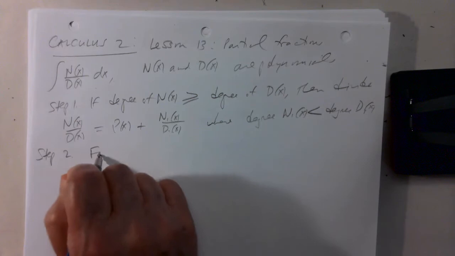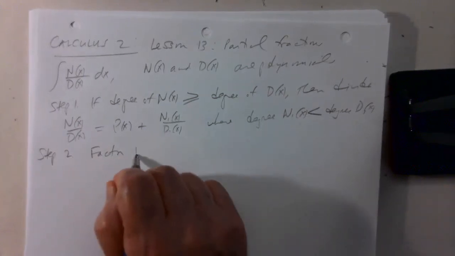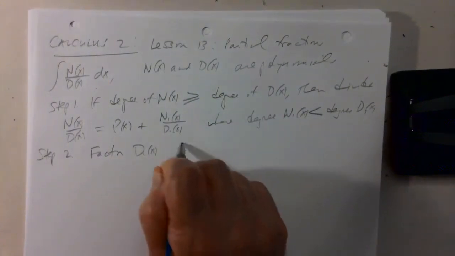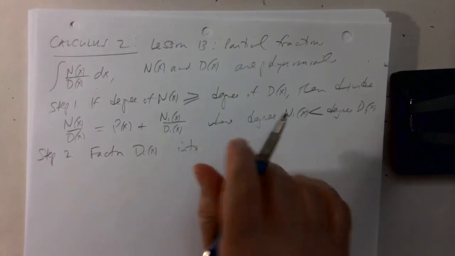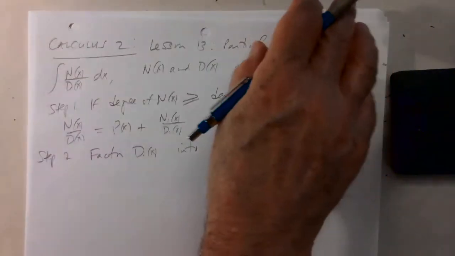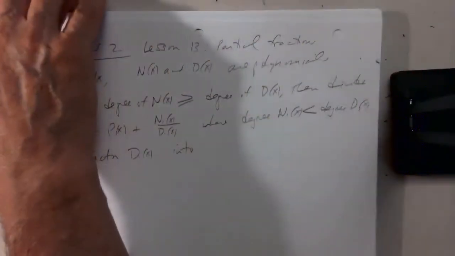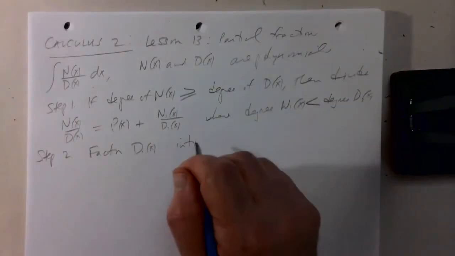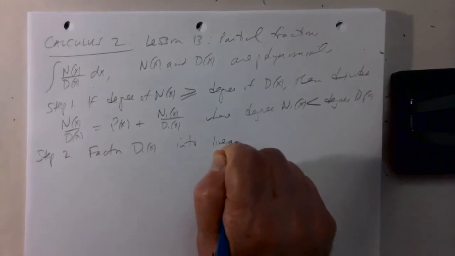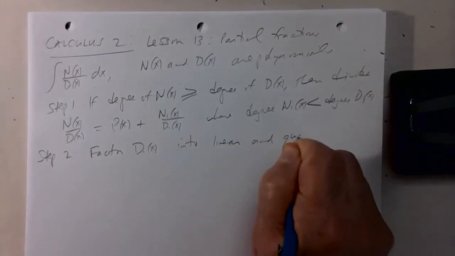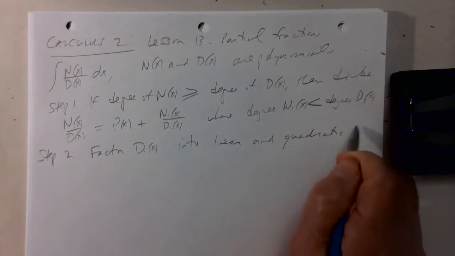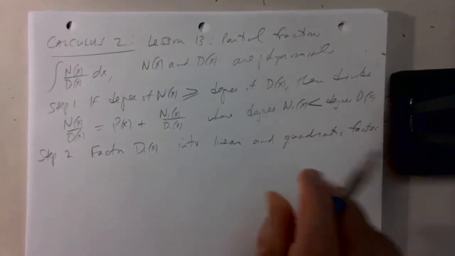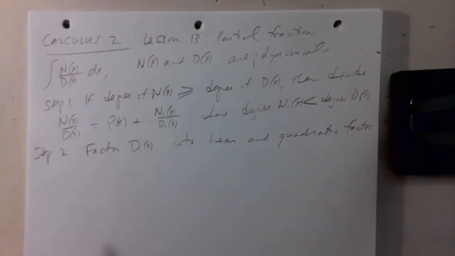Step 2 is to factor the denominator. In principle, sometimes it's hard to do, but in principle you can always factor d1 into linear and quadratic factors. Sometimes you get a quadratic factor and it doesn't factor anymore. But you can always reduce everything to linear and quadratic factors.